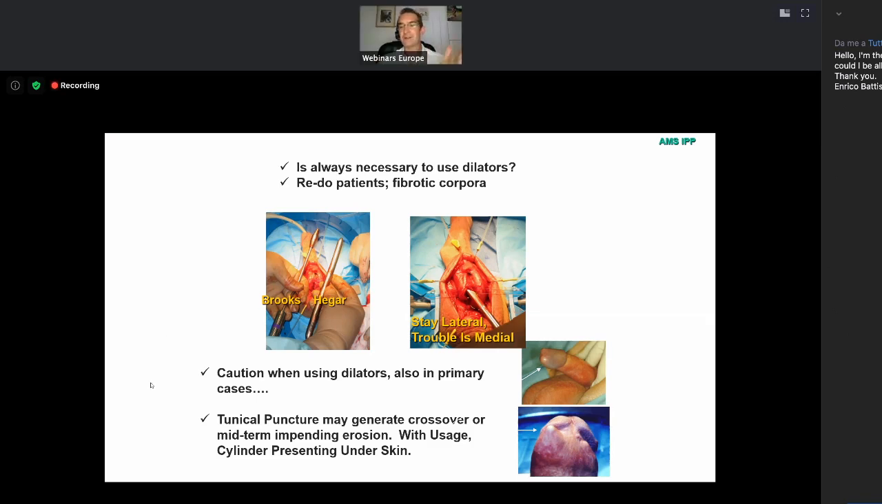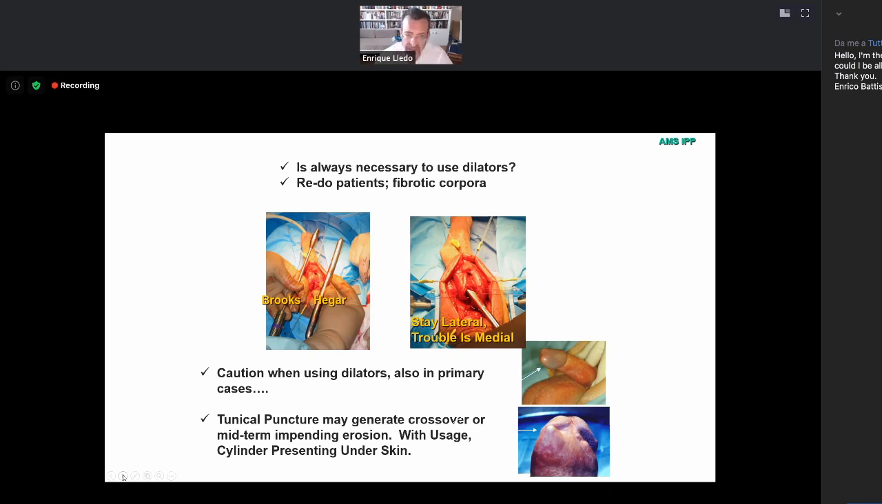So at this point, you can use or not use dilators. Most of the times I don't use the dilators. You know perfectly that we have two types of dilators, the Brooks and the Hegar. Sometimes dilators produce more problems than advantages. This is my practice, to dilate the corpus cavernosum only with the Metzenbaum scissors and the Furlow. I think most of the times it's enough, really.